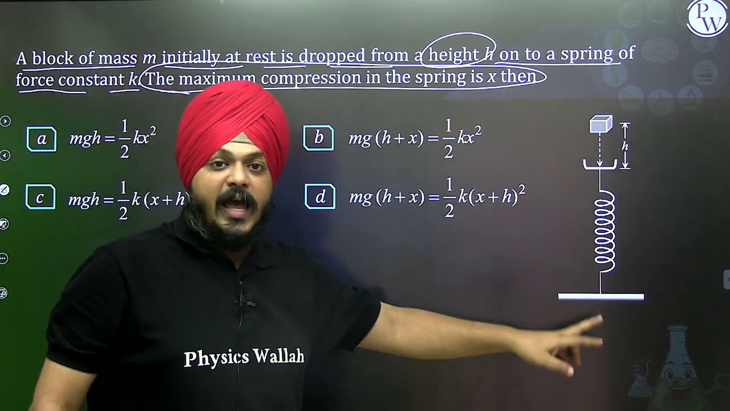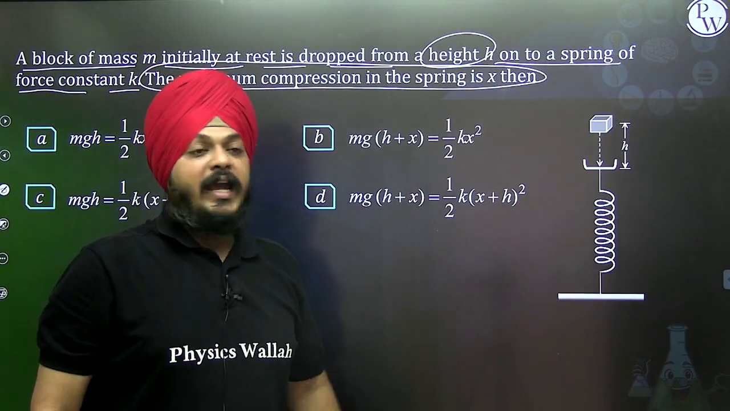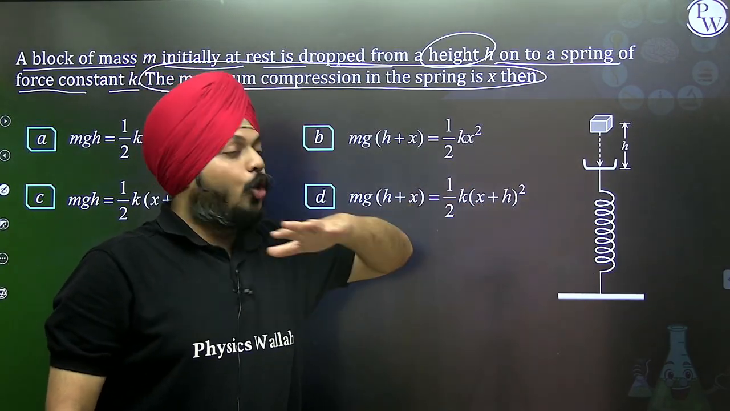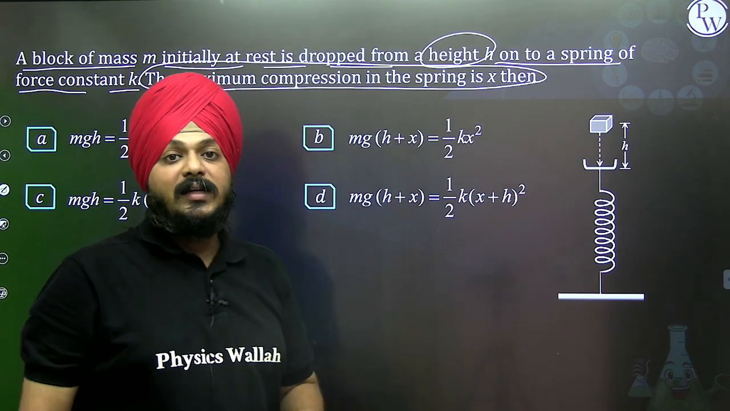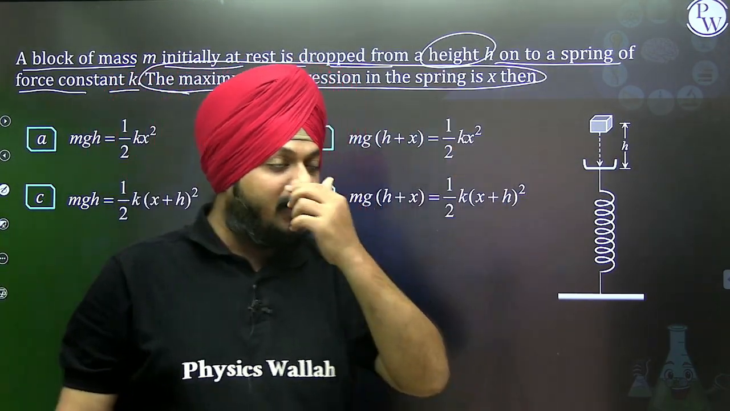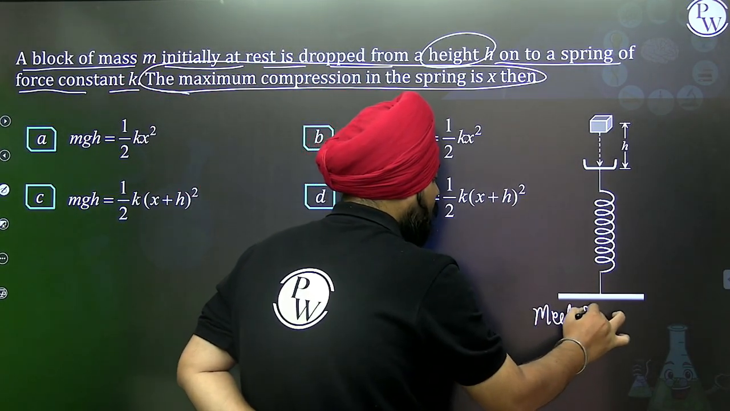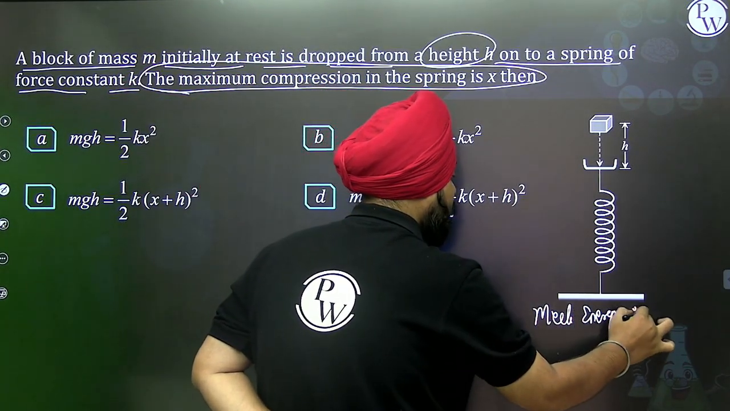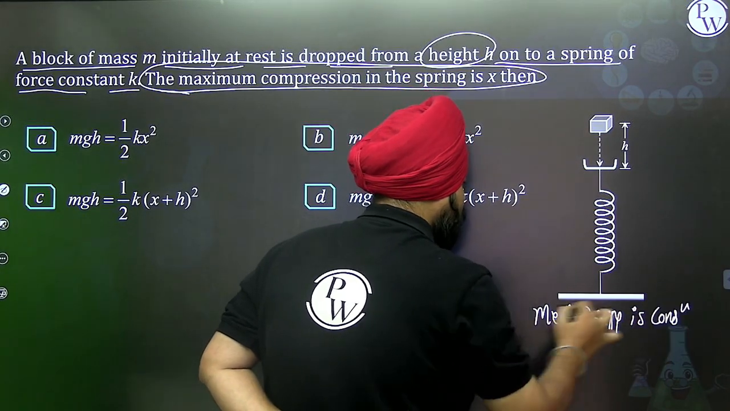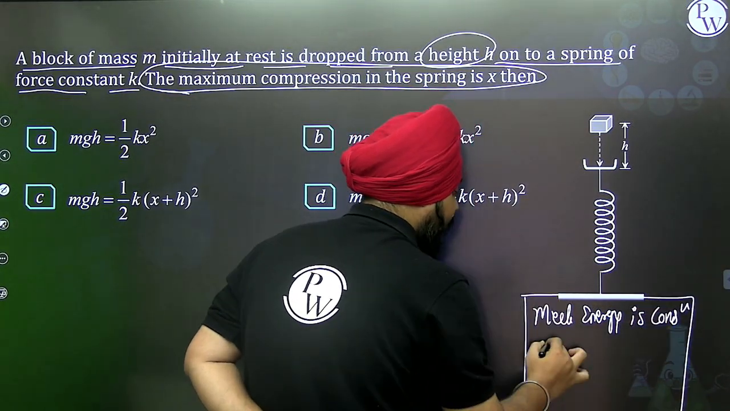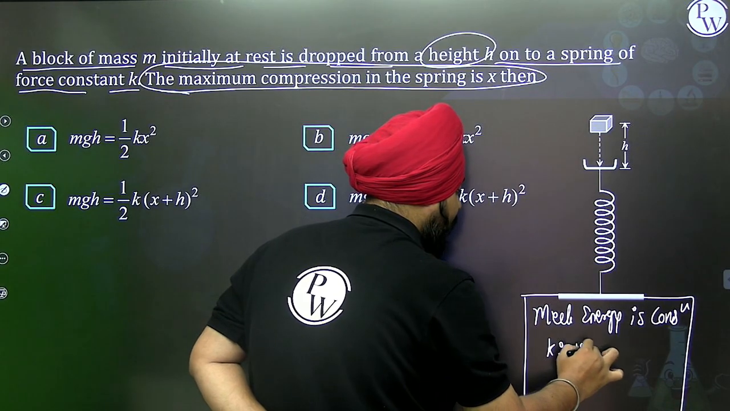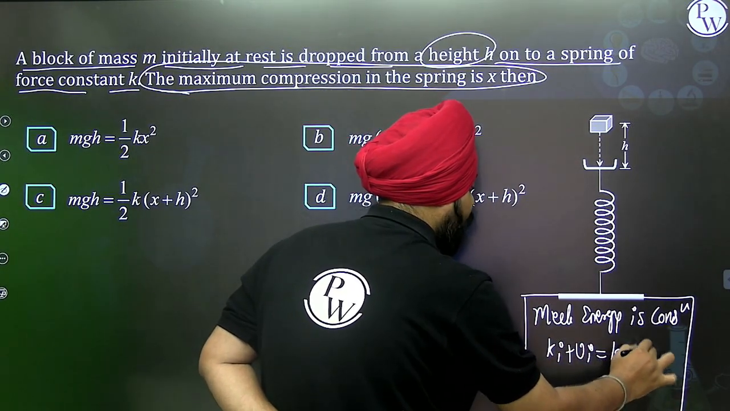Any kind of friction is there? No. Any kind of external force is there? No. Step 2. Directly we are jumping on to step 3. Mechanical energy is conserved. Directly we have to use this equation: K initial plus U initial equals K final plus U final.